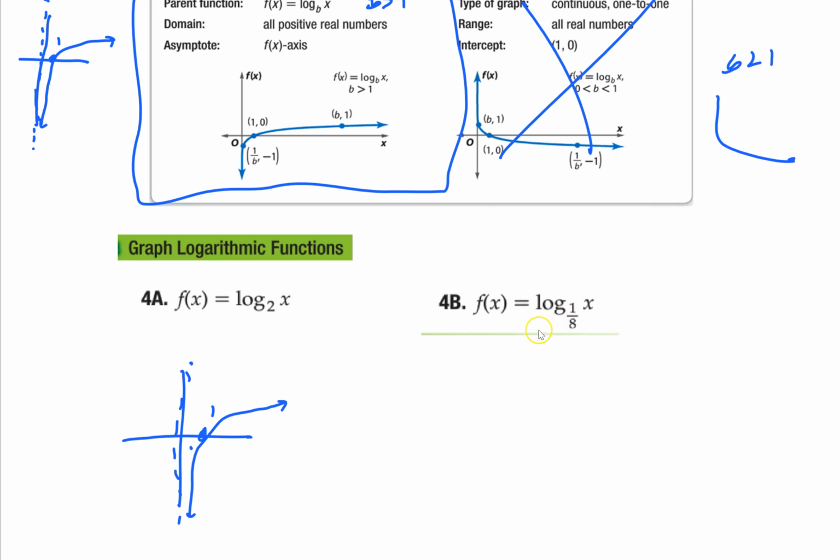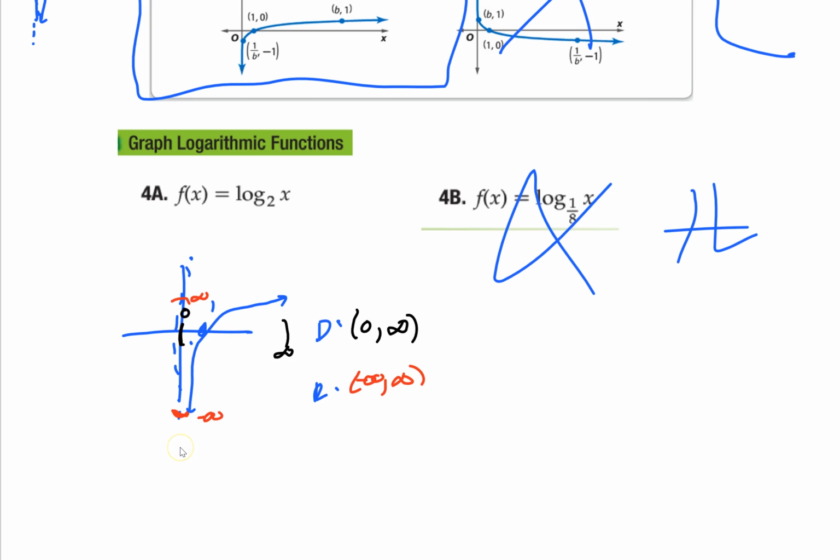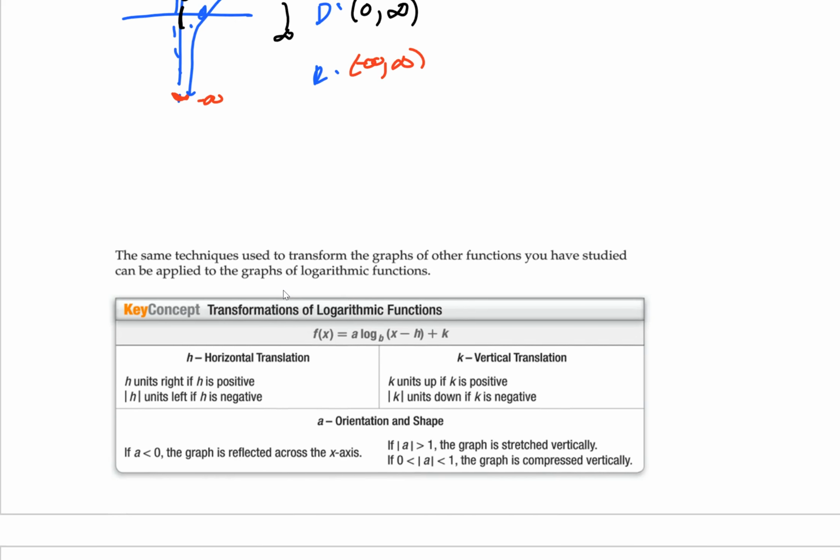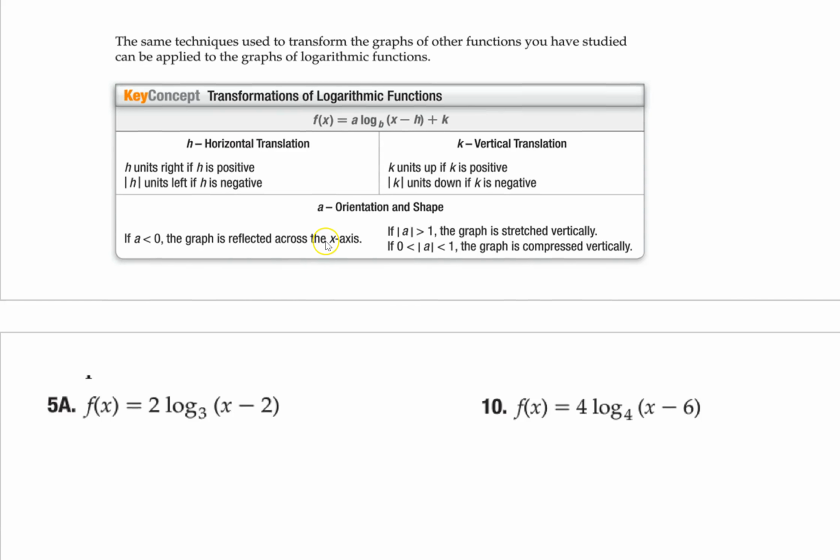Again, this is the decay graph, but I really don't care about that one. I care about the basic one. Okay, so now that we know the basic one, let's talk about how to move it like we always do, right? I'm going to move up, down, left, right. Let's do the transformations. Right, so as always, here's our basic graph.